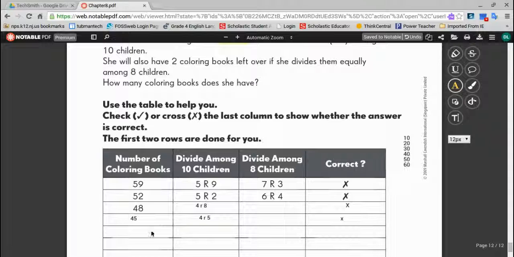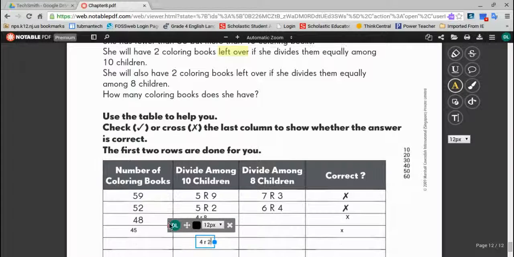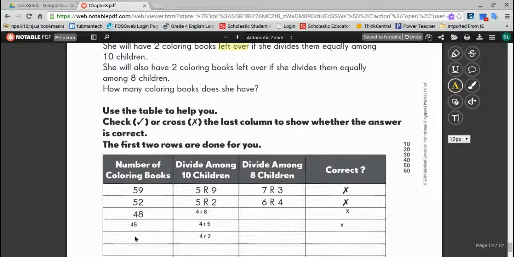And the only way I can get that is when I look at 4 groups, remainder 2, because they already did the 5 groups, remainder 2, which didn't work, 52. So if I have 4 groups, remainder 2, then I know I have 42, because 42 broken up into 10 groups is 4, and I have 2 left over. See? 1, 2, 3, 4, stop at 40, 41, 42 with 2 left over.